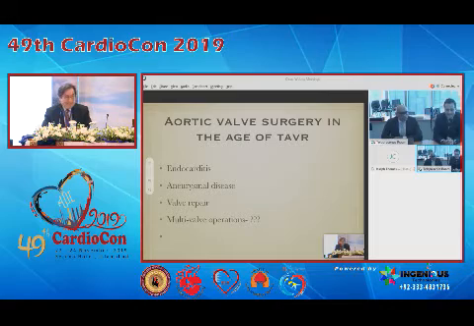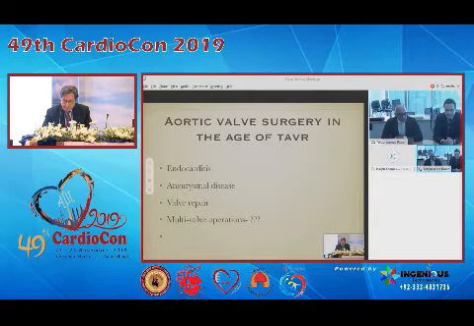Aortic valve surgery in the age of TAVR, realistically, however. We have endocarditis. When you have a clinical need to actually excise a valve, excise the tissue, then open surgery still has a very positive role, endocarditis. We have aneurysmal disease of the aortic root that requires reconstruction. There's still room for aortic valve repair, which is beyond the scope of this discussion.